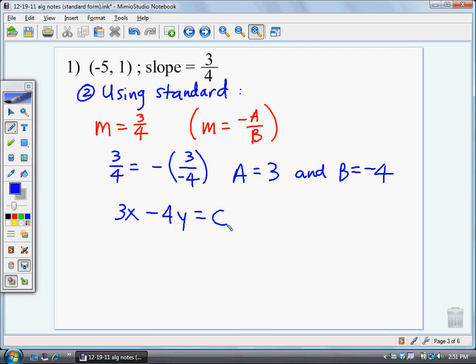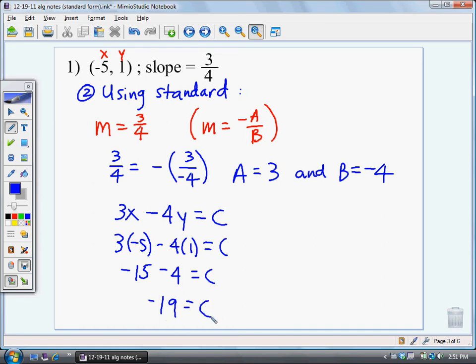Now I have the ordered pair up here again. This is x. Okay. This is y. Okay, so now I can just plug those in. 3 times negative 5 minus 4 times 1 is equal to c. Negative 15 minus 4 is equal to c. Negative 19 is equal to c. And I'll just write my equation then. 3x minus 4y is equal to negative 19.